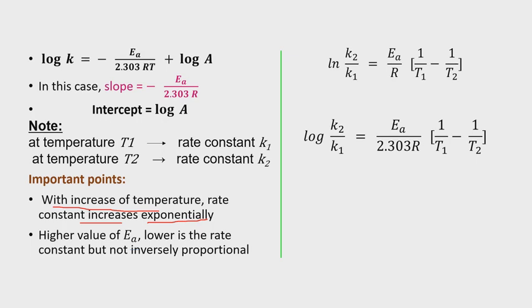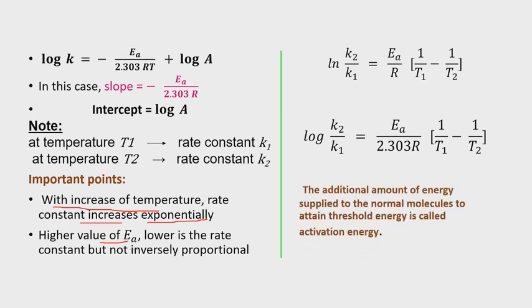Higher the value of Ea, as activation energy increases, lower is the rate constant. Activation energy means the energy required for the molecules to reach the threshold barrier. Here look, higher the value of Ea, lower is the rate constant, but not inversely proportional.